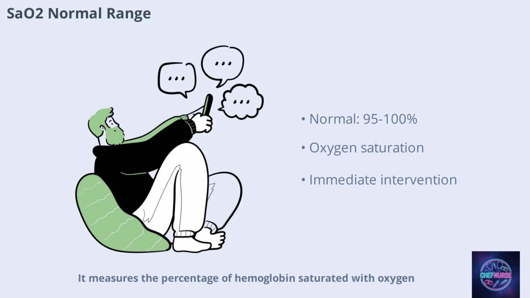It measures the percentage of hemoglobin saturated with oxygen. Low SaO2 indicates hypoxemia and requires immediate intervention. On the NCLEX, you'll need to recognize critical values and know how to respond to low oxygen saturation.